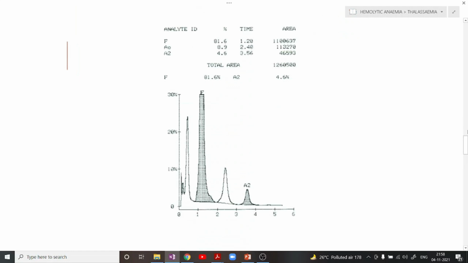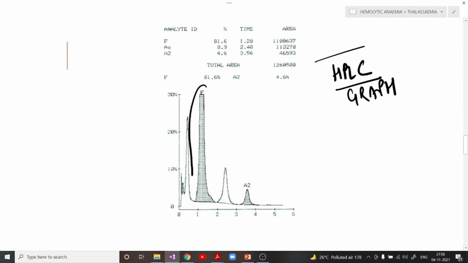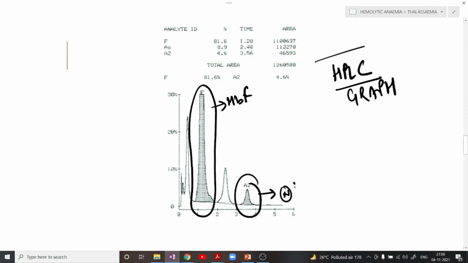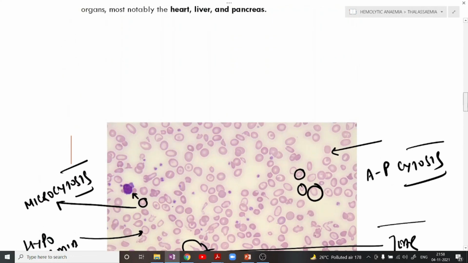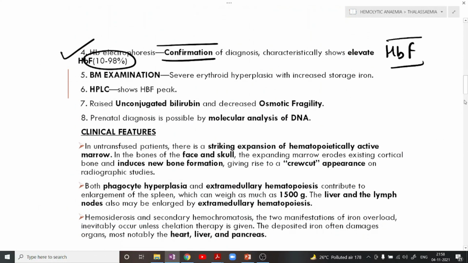And this third chart is your HPLC graph. You can say high performance or high pressure liquid chromatography. You can see this particular graph is showing HbF, and we have HbA2 also, which is normal or low in case of beta thalassemia major. So this is your HPLC chart, and this is how we recognize it. The next thing is your HPLC, which shows a HbF peak.